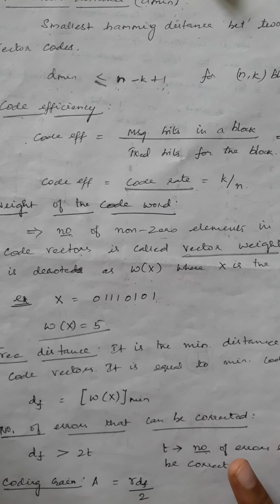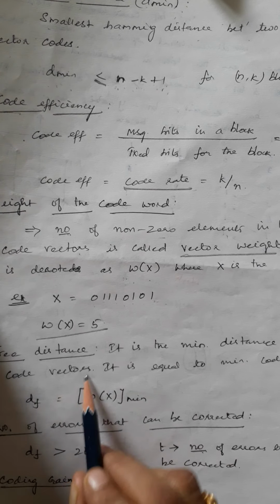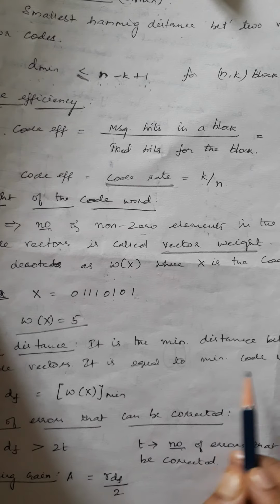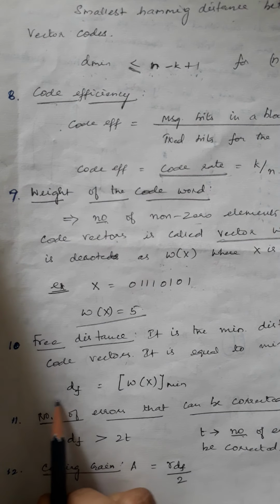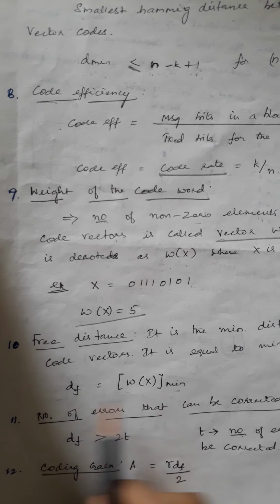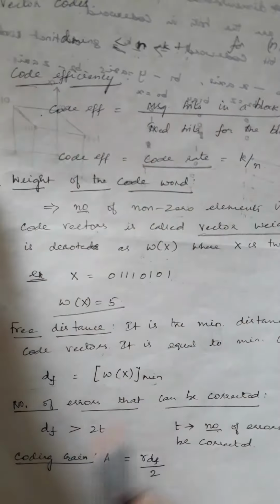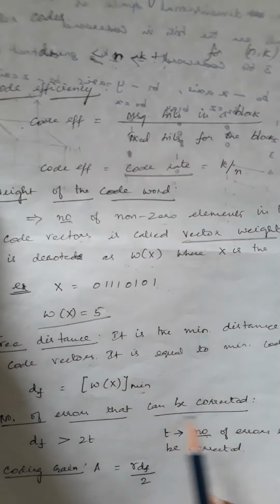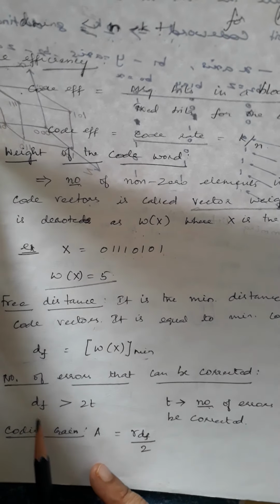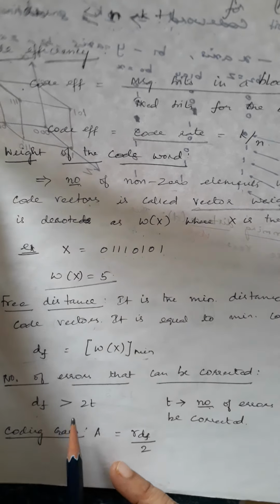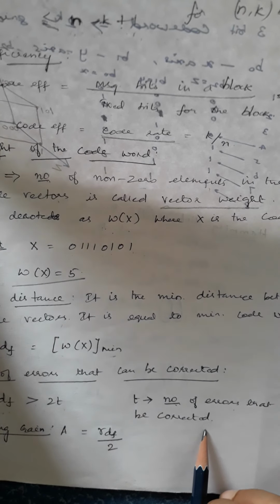Next parameter is free distance. It is the minimum distance between the code vectors and is equal to the minimum code weight. So the distance and the weight related together is called the free distance. These should be equal. Okay. Number of errors that can be corrected: how many bits you can correct depends on this free distance, which should be greater than or equal to 2t, where t is the number of errors that can be corrected.